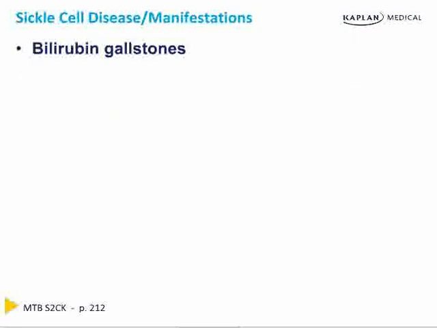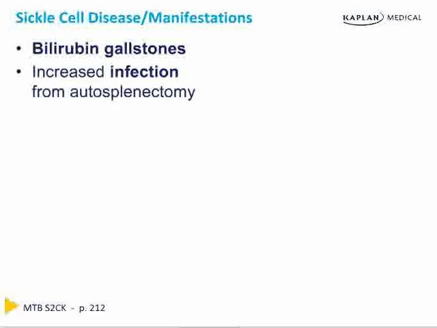Let's look at the complications of sickle cell, and you have to know these all the way. Bilirubin gallstones from high, chronic, indirect bilirubin levels. You get increased infection because you've got no spleen. If you've got no spleen, you get encapsulated organisms.